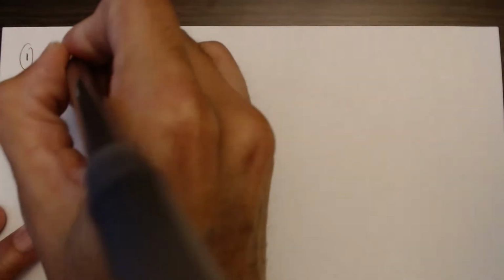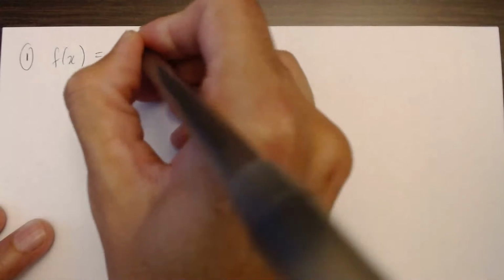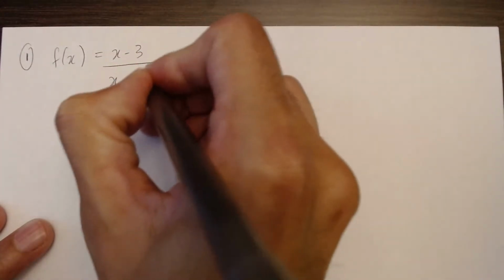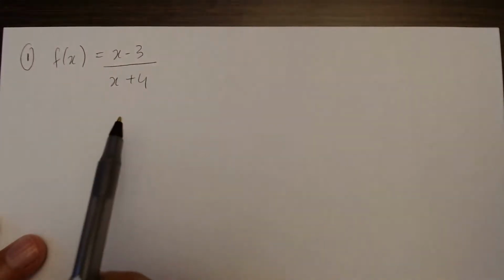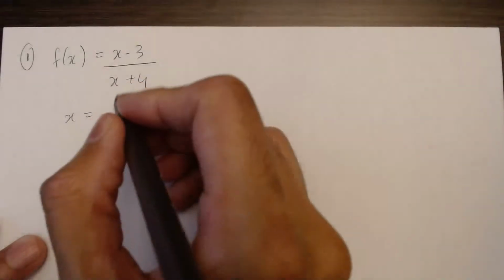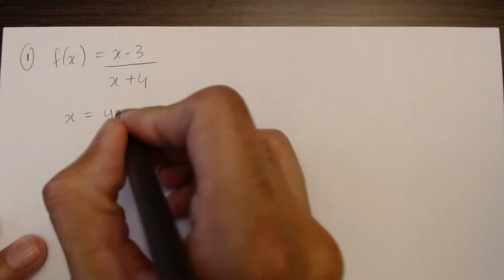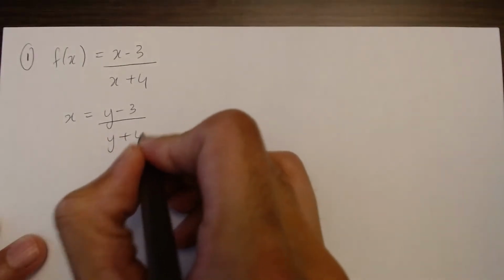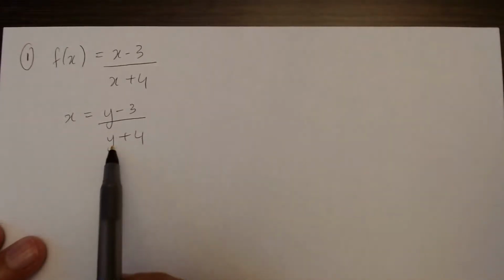All right, so in the first question, we need to find the inverse of this function. f of x equals x minus 3 over x plus 4. So if you want to find the inverse, the first step is to switch our x and our y. And then we want to isolate our y.